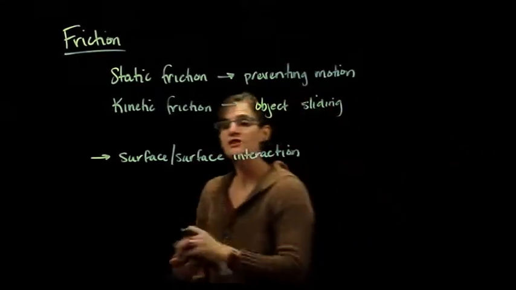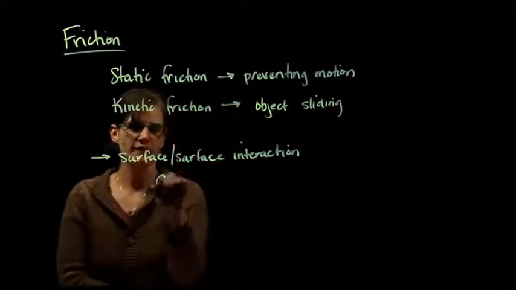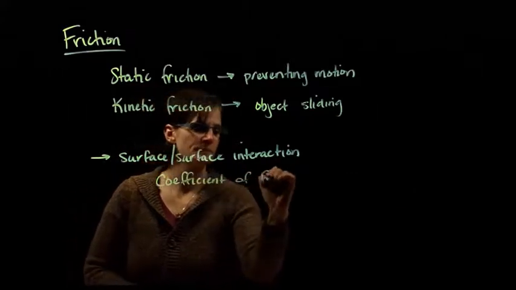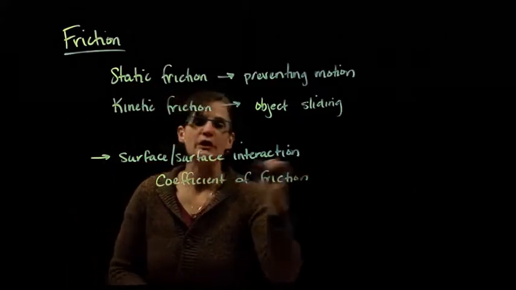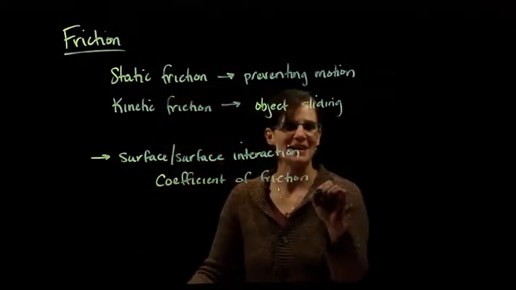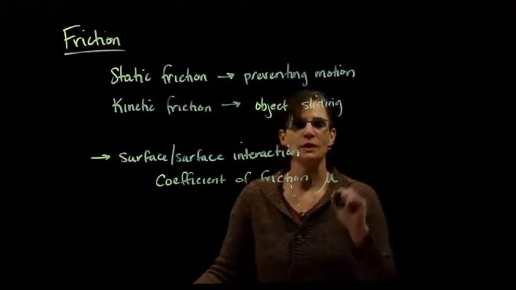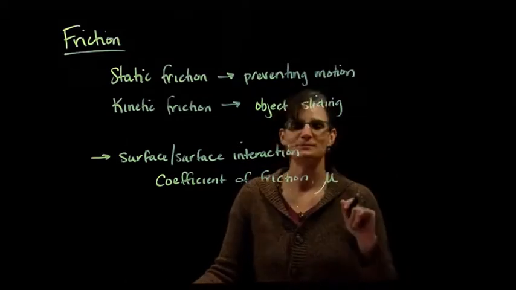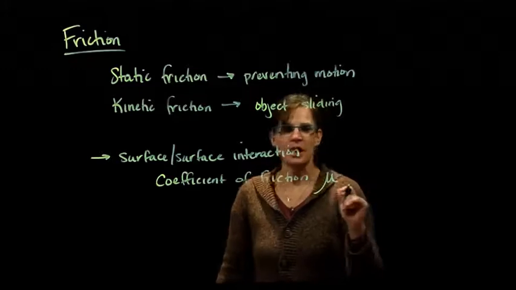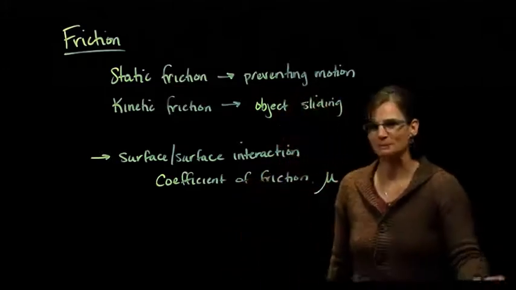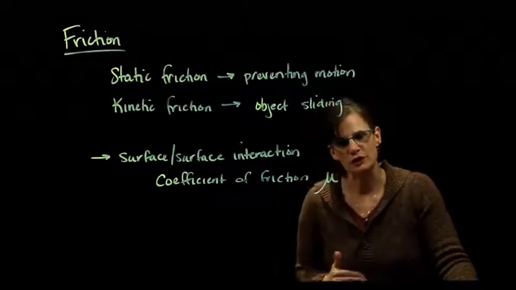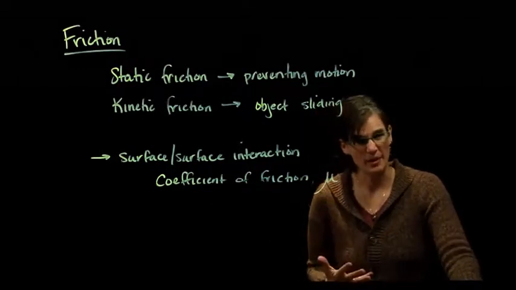So for every surface-surface interaction, we have a coefficient of friction. And the coefficient of friction goes by the Greek lowercase letter mu, like a French cow. Mu. Okay, maybe that's not so funny. All right, so the coefficient of friction, mu. It is for every individual surface-surface interaction. It's empirical. We had to figure it out by experimentation.